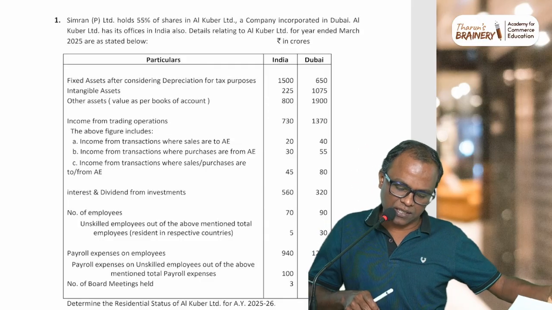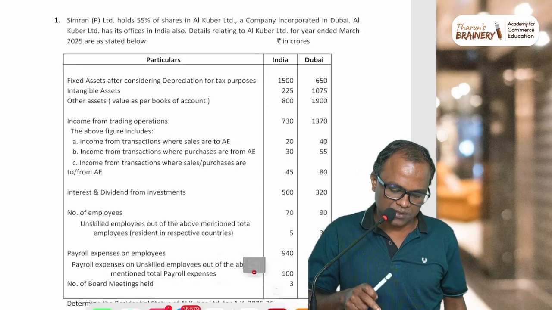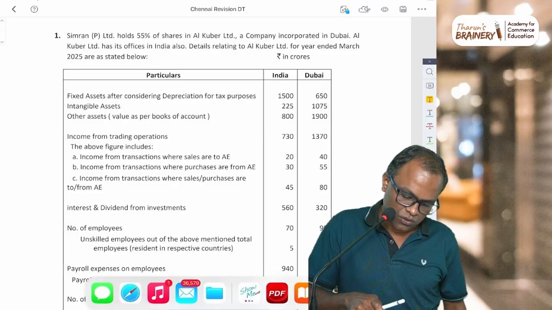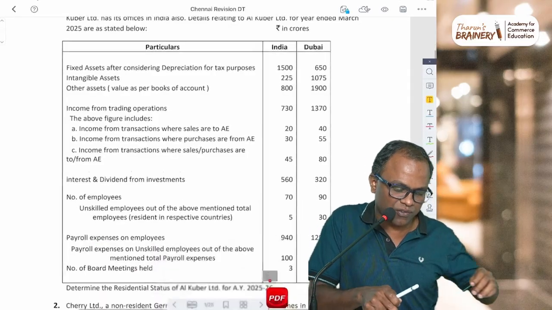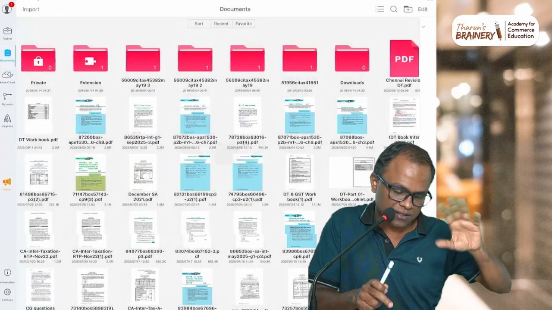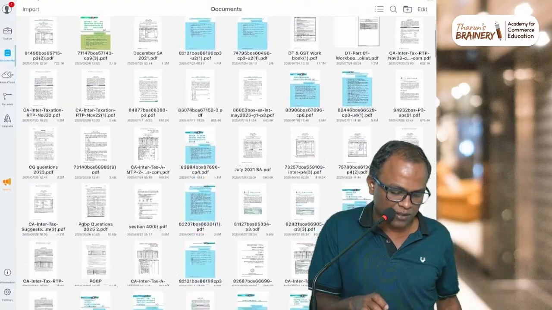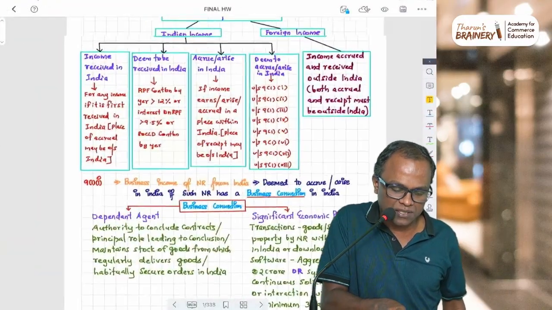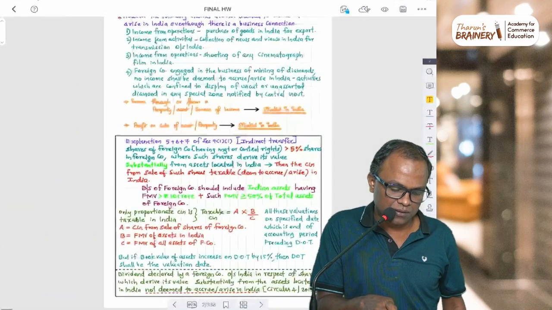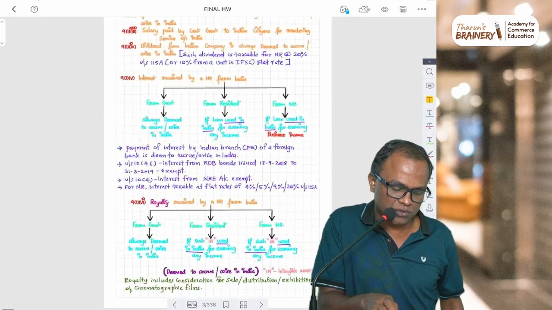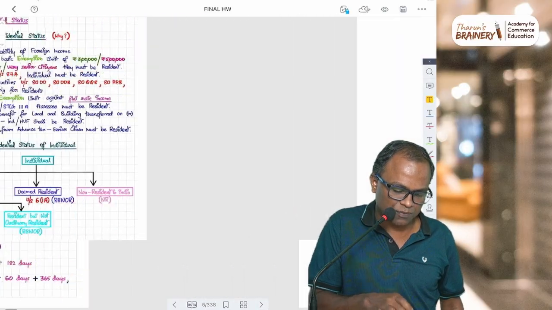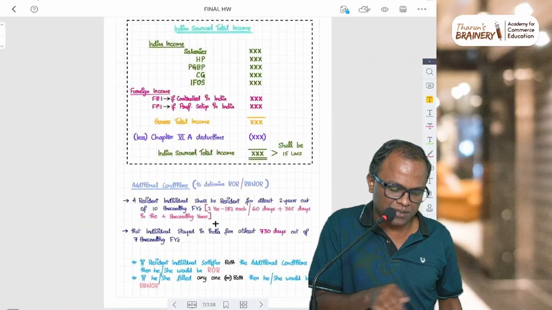So the first question is related to the determination of residential status of a company. See, residential status, as you are aware, applies to individual, HUF, partnership firm, LLP. For all persons we have to find out the residential status, but from the CA Final point of view, the most important area is residential status of a company. So first I will explain the provisions, then we will go to the question.